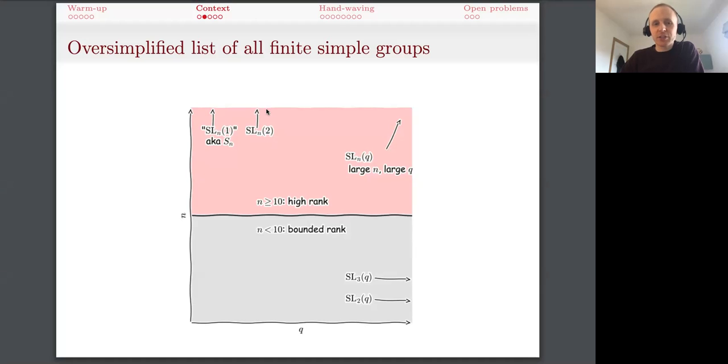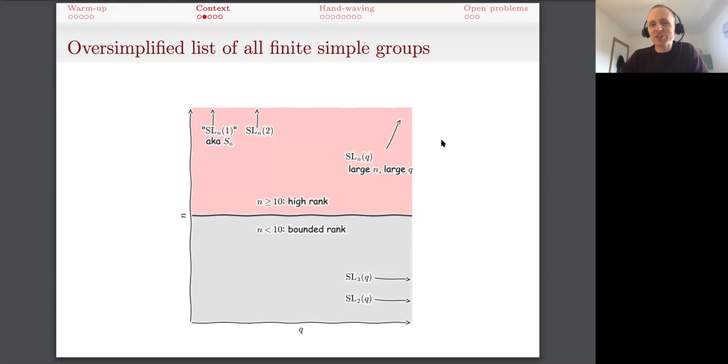And you can also whimsically consider SL_n(1), sort of SL_n over the field with one element, to be the symmetric group. Okay. And then in the worst case, both n and q are large and they're up in this high rank territory.